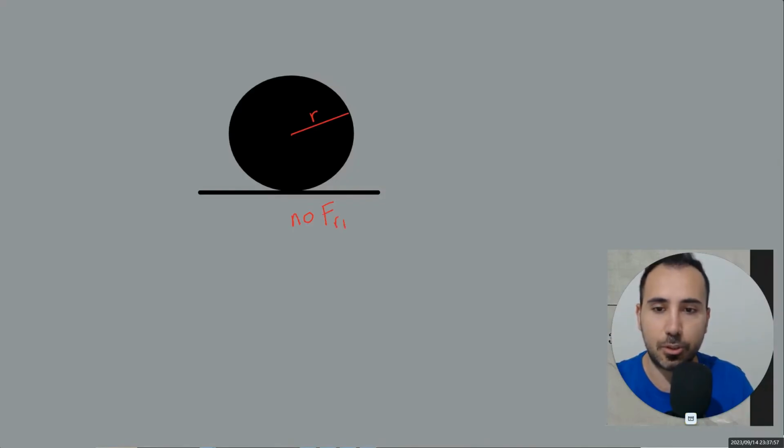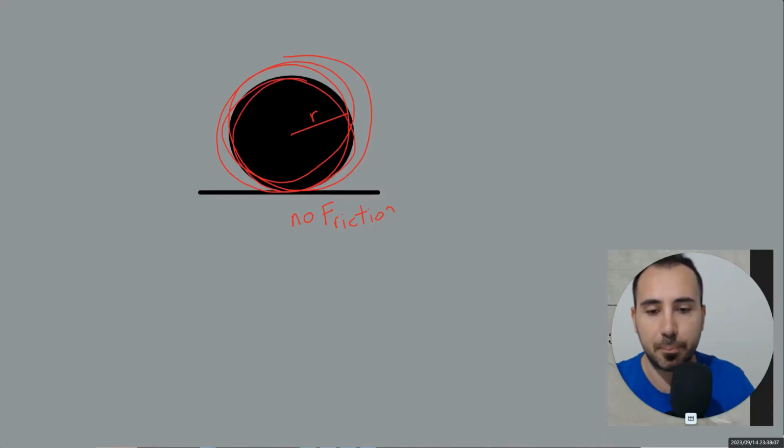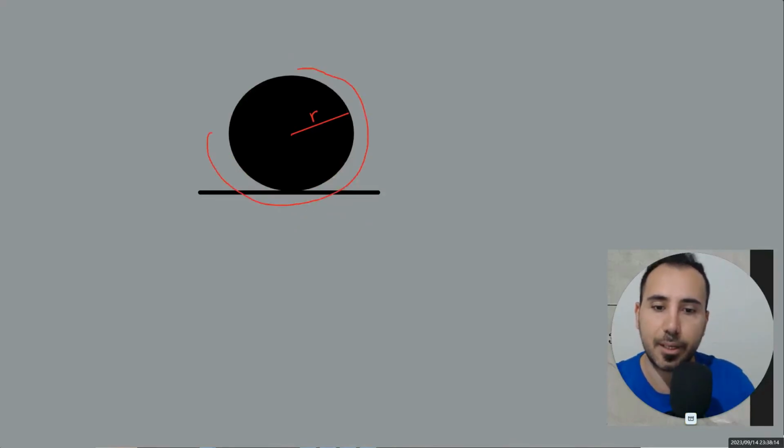If there is no friction, and then you start to rotate this, then this circle would start to just go round and round, but it doesn't move. But if there is friction, when you rotate it this way, it also starts to move to the right direction. But the question is, how far does it move? Well, if you go one round, we know that the perimeter of that is going to be 2 pi r.